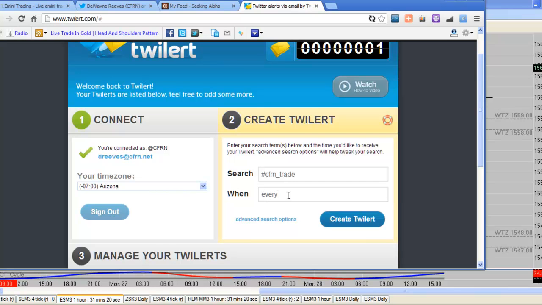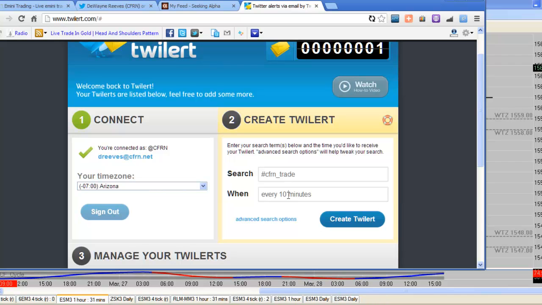Every 10 minutes. Typically, if I put out a tweet, you've got a window of anywhere from 10 minutes to 10 hours before you have to take action. It just depends on market conditions. Rarely will it be like an imminent thing, okay?